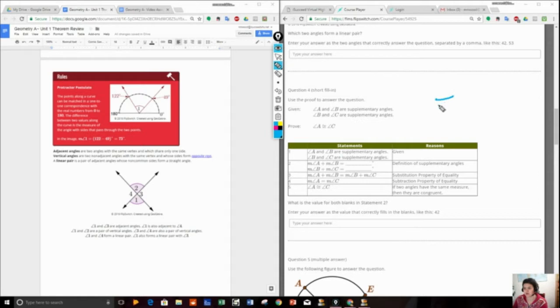This symbol means congruent, which means has the same size and the same shape, or same measure, I should say. Everything is the same. So the congruent symbol is the equal sign in geometry. So the statements: angle A and angle B are supplementary angles, angle B and angle C are supplementary angles. The reason is those are given. Yes, they are given right up here.